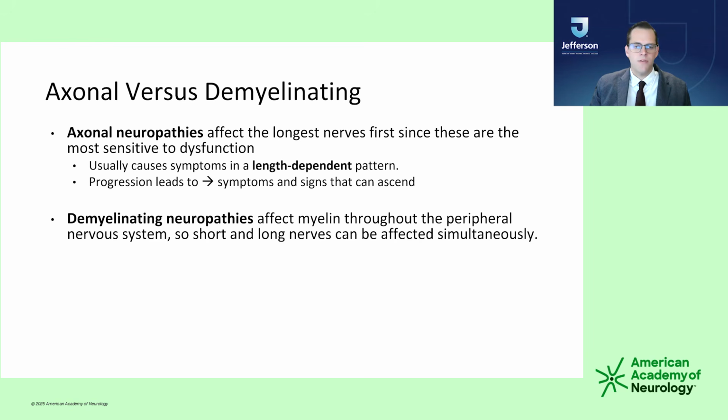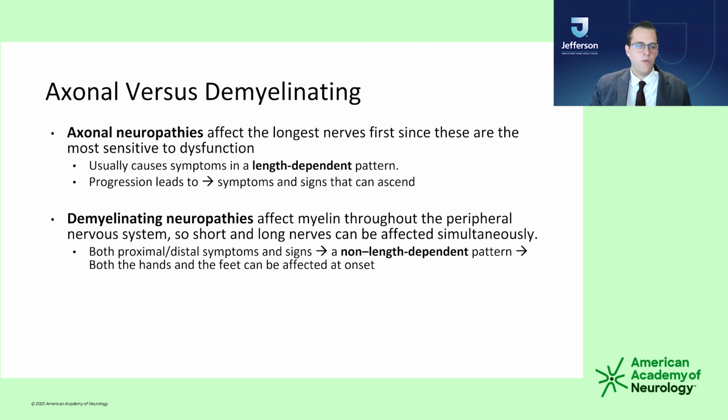Demyelinating neuropathies affect myelin throughout the peripheral nervous system, so short and long nerves can be affected simultaneously. So you'll have both proximal and distal symptoms and signs that will constitute a non-length dependent pattern, and both the hands and feet can be affected at onset.